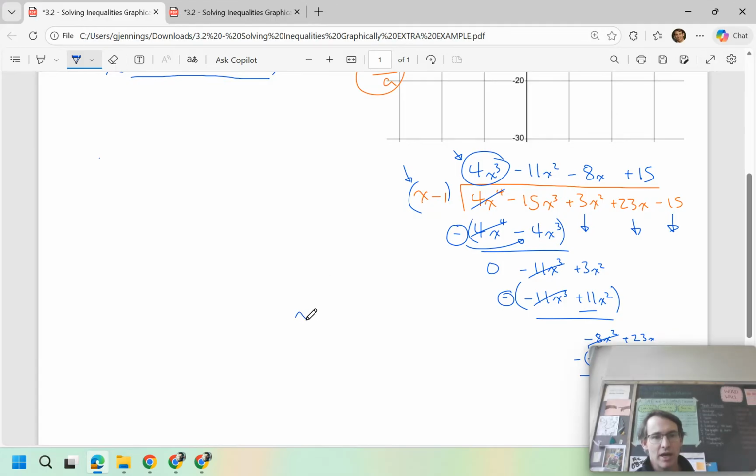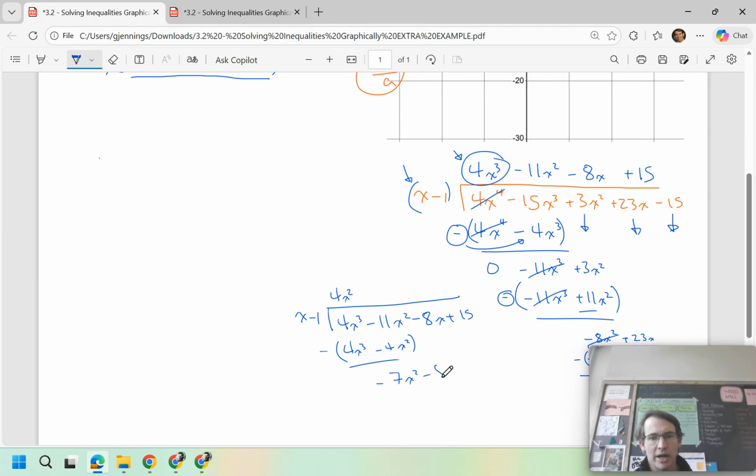So we have x minus 1 dividing into 4x cubed minus 11x squared minus 8x plus 15. And we multiply by 4x squared here. We get 4x cubed minus 4x squared. Put that in brackets and subtract it. You end up with minus 7x squared.